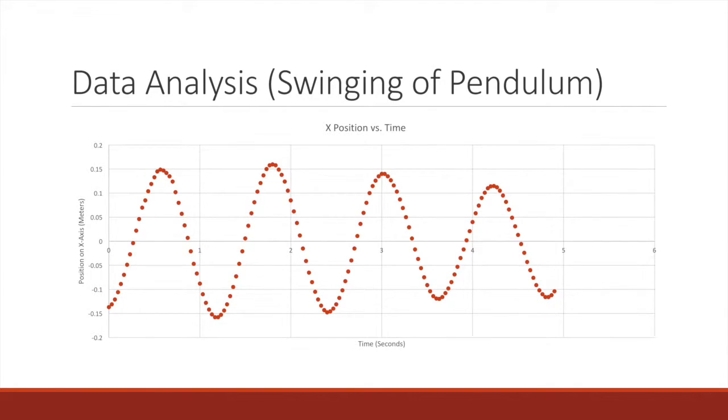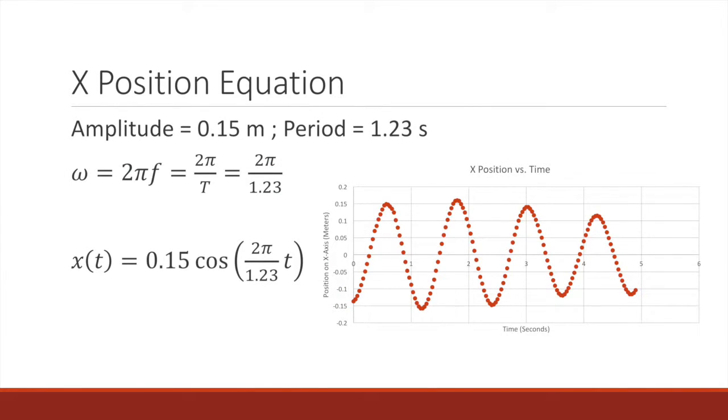After Tracker generated the dataset, I imported it into Excel. In order to create the x position graph, I plotted the x-coordinate of the mass versus time. This graph shows the swinging of the pendulum. Using this graph, I created an equation for the x position of the mass. To do this, I used the first two cycles of the wave because they were the most consistent.